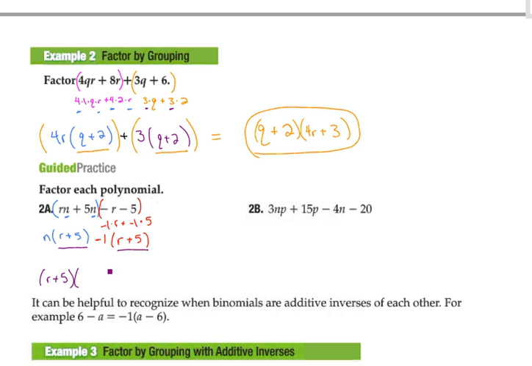And the factors that are left over are an n and a negative 1. Mind blown, huh? This stuff is pretty cool, actually, to math nerds like me. Okay, so with that in your mind, go ahead and try 2b.